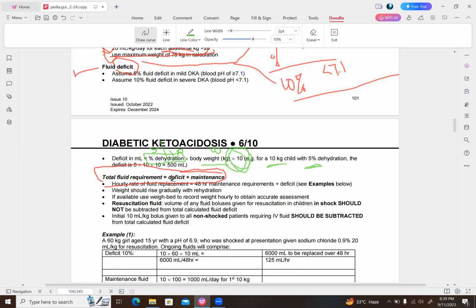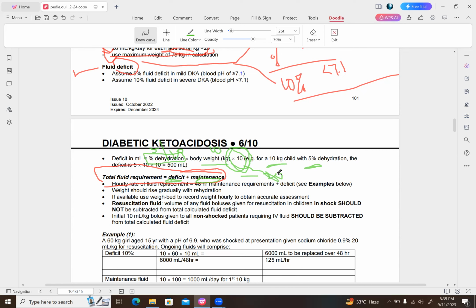And total requirement is the deficit plus the maintenance. Okay, maintenance I have told you. You see the weight, for the first 10 kg, it is 100 ml. All right. If in shock, the initial 20 ml bolus which you have given, you subtract at the end that 20 ml.